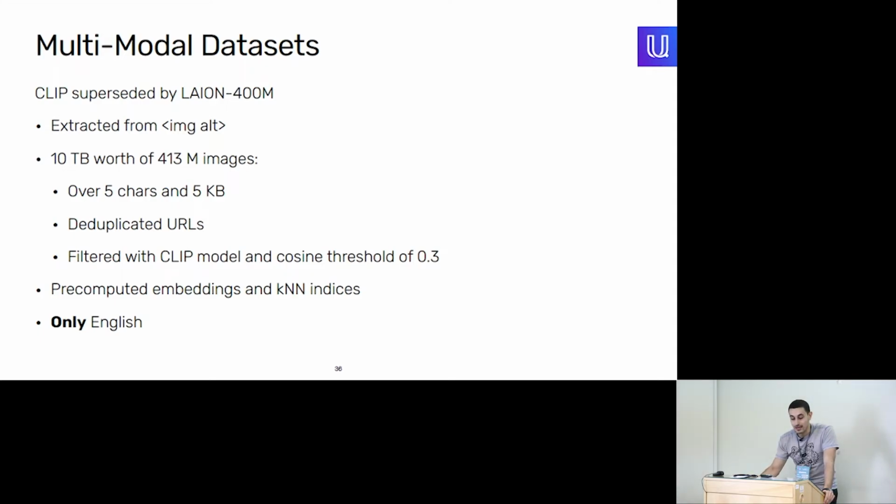The great stuff that LAION did, they've filtered the images so that the alternative texts are at least 5 characters long and the images are at least 5 kilobytes. Obviously, they would have to shrink them afterwards. They deduplicated the URLs so that the data set is nicer, and again, you would have a lower chance of negative samples. And they did something else. They've used the original CLIP model to filter the images and the tags that do not match with each other too much.